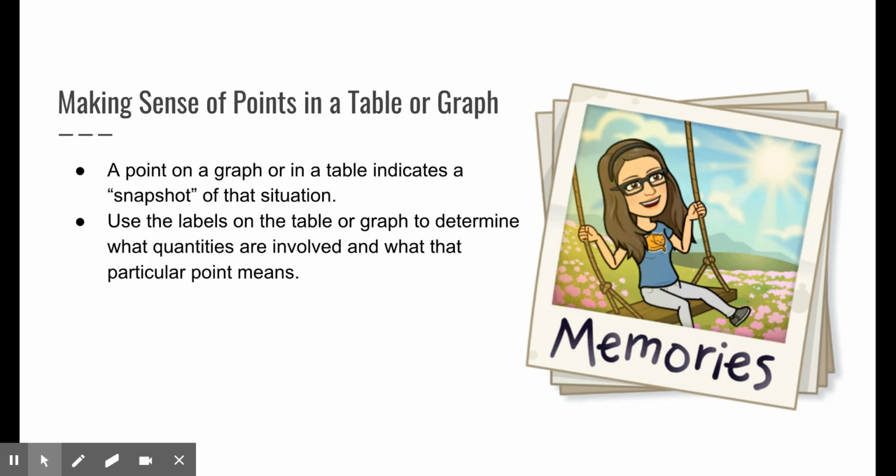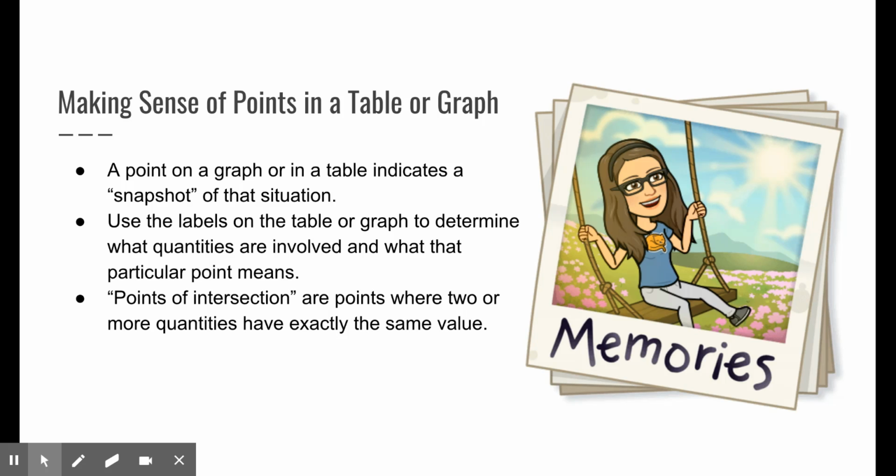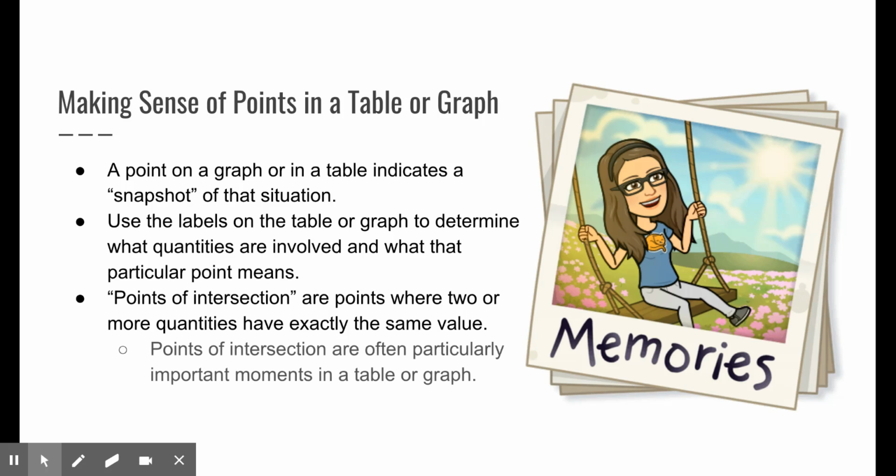So you want to, just like we've been doing this whole time, use the labels on the table or graph to figure out what quantities are involved, and that's going to tell you what that particular point, what that particular snapshot means. A point of intersection is a particular type of point when two or more quantities have exactly the same value. So their x's are exactly the same, their y's are exactly the same. That's a point of intersection.